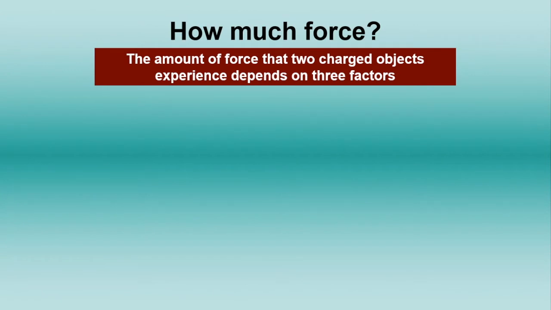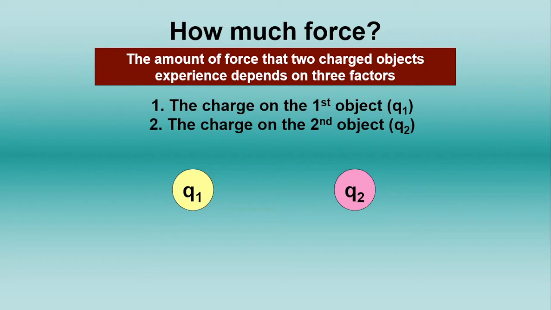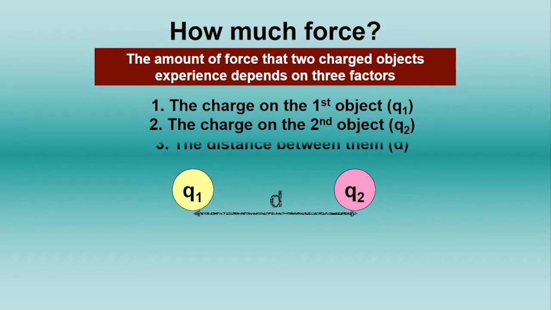How much force? The amount of force that two charged objects experience is going to depend on three factors, and this is really important. The first is going to be the charge on that first object, and we're going to refer to charge as Q1, so object 1 has some charge, so we'll call it Q1. The next is going to be the charge on that second object, and we'll refer to that as Q2. And lastly, the distance between them.